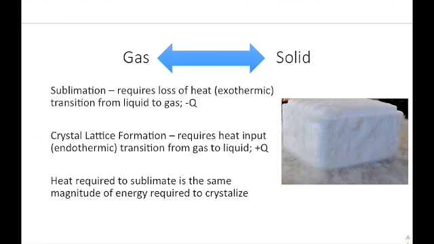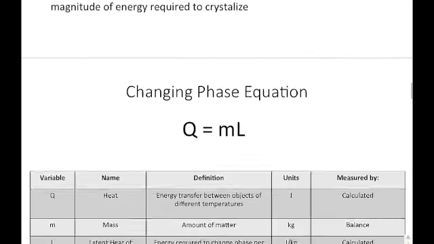And you see sublimation with dry ice. What you see here is something that's a solid block and it's turning into gas. Crystal lattice formation you generally don't see very often, but it's just the opposite. You take a gas and all of a sudden it's a solid. It skips the liquid phase. And once again, the energy required to sublimate is the same as is required to crystallize. Okay, so you do need to know those phase changes and the direction and whether it's endothermic or exothermic and those sorts of things.